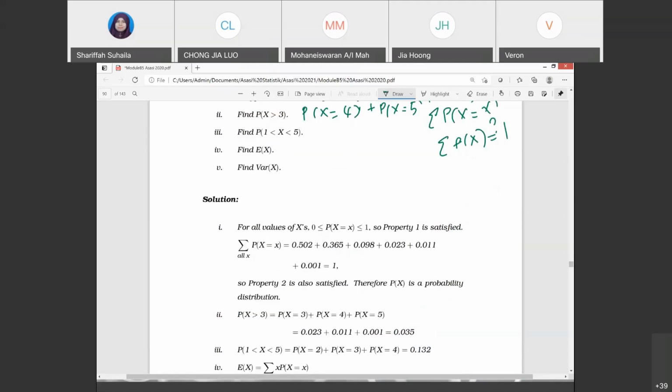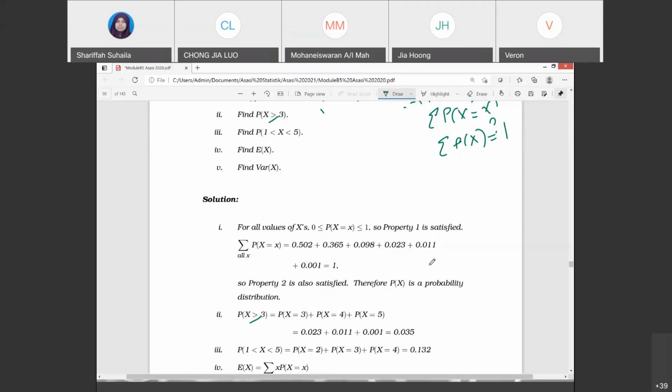Okay. Ini tak ada lah. Tapi kalau yang nak ini, kamu betulkan ini je lah. X greater equals to 3. So ini pun kita betulkan. X greater than equal to 3, X equals to 3, 4, and 5.